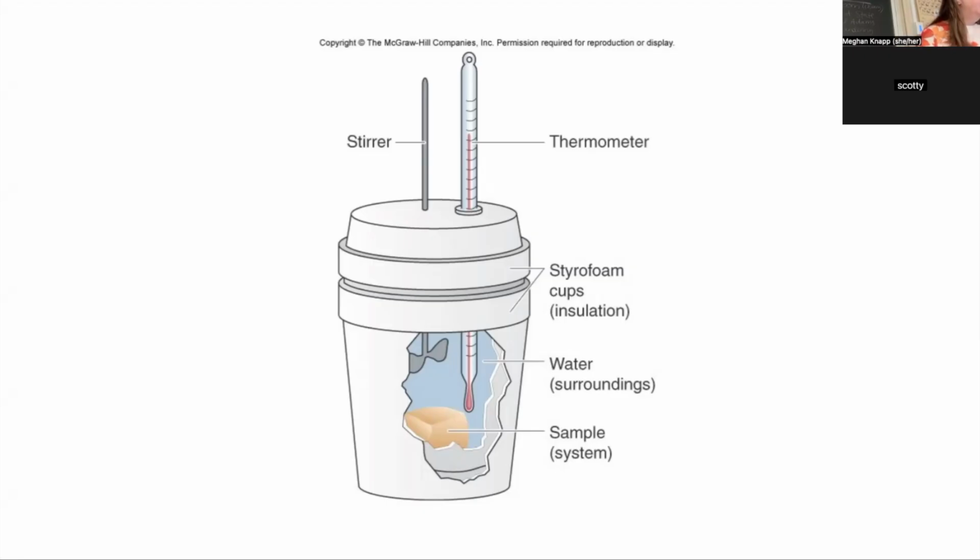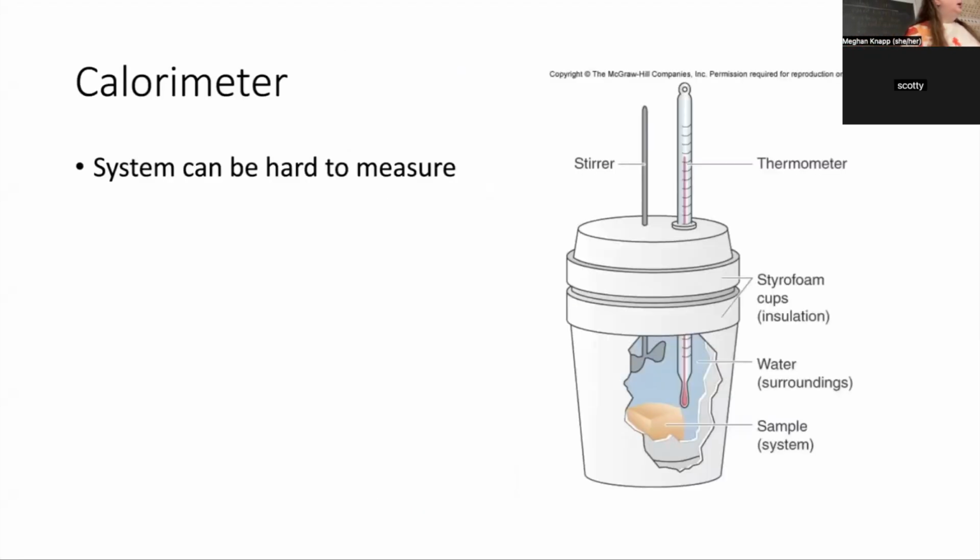Okay, so in a calorimeter, the system can be hard to measure. Like I said, we can't stick the thermometer in the piece of iron. So what we do is we measure the surroundings.